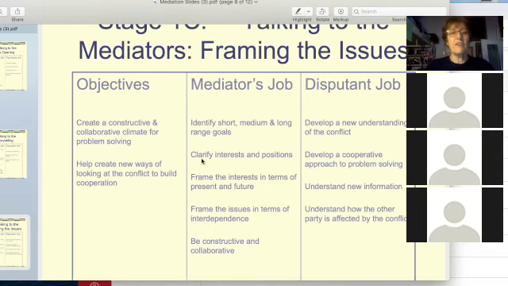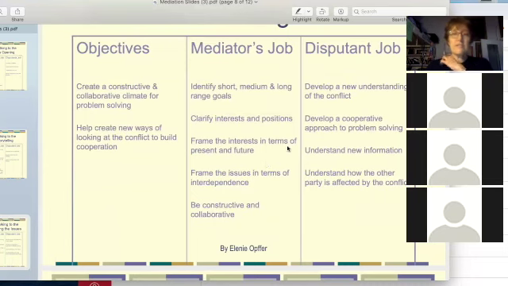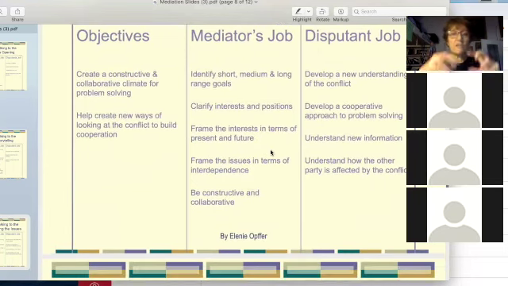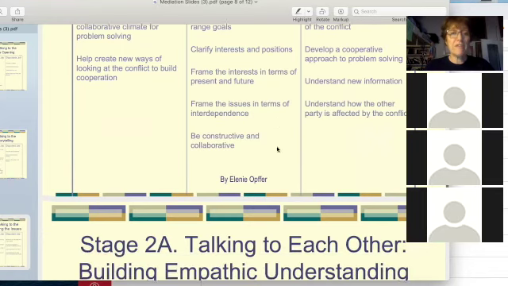All right. Now you're clarifying their interests and positions, or their goals. You are framing them in terms of present and future. So what do we do right now? How can we make sure this doesn't happen again in the future? And then framing the issues in terms of the fact that they're interdependent. So they realize that they have a relationship, and that's what needs to be transformed so that they can work together more effectively in the future.